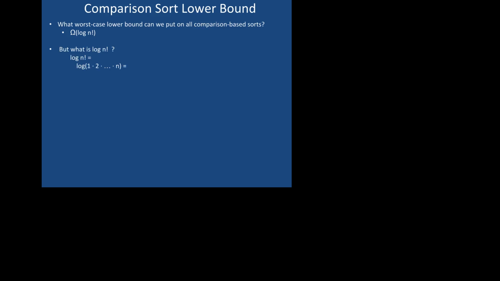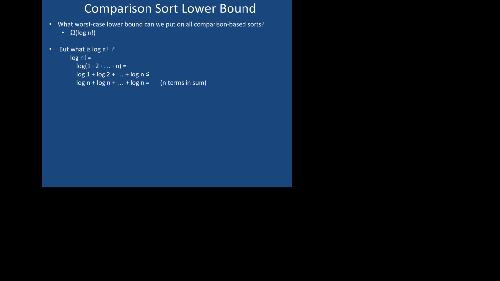Log of n factorial is log of the product of the numbers from 1 to n. And how can we simplify that? What property of logs can we use? Right. The log of the product is equal to the sum of the logs. So log of n factorial is log of 1 plus log of 2 all the way up to log of n. And I'm going to put an upper bound on this thing. I'm going to say that sum right there, which is equal to log of n factorial, is less than or equal to that.